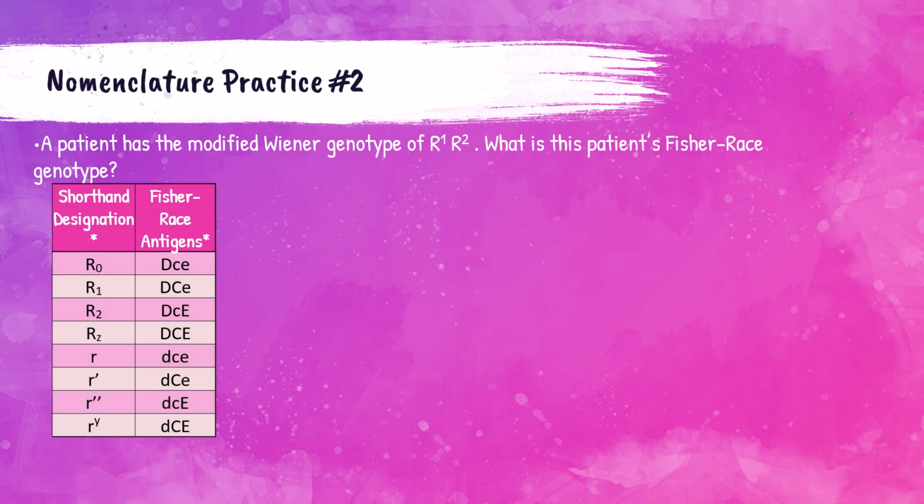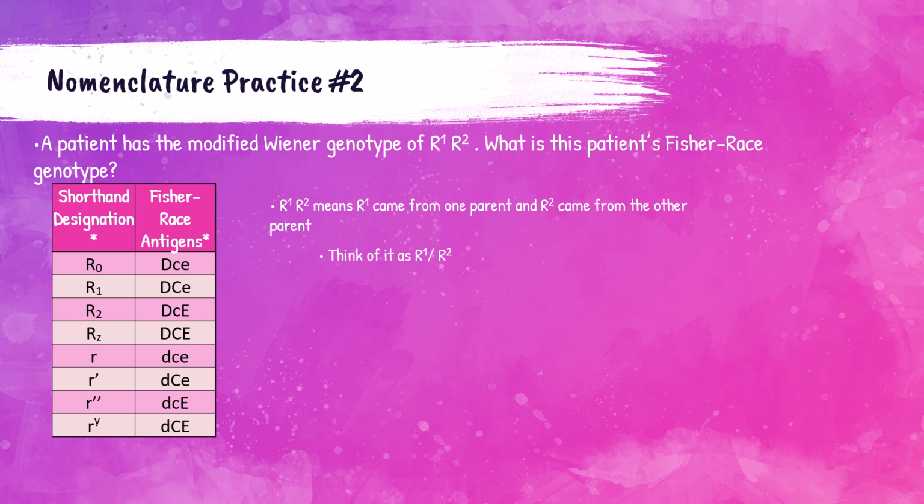Okay, let's do another one. A patient has the modified Wiener genotype of big R1, big R2. What is this patient's Fisher-Race genotype? Again, big R1, big R2 means big R1 came from one parent, and big R2 came from the other parent. So think of it as big R1 slash big R2.